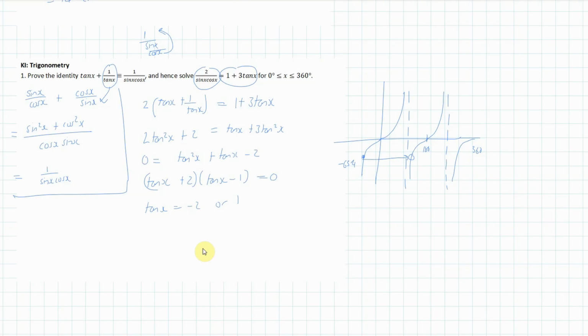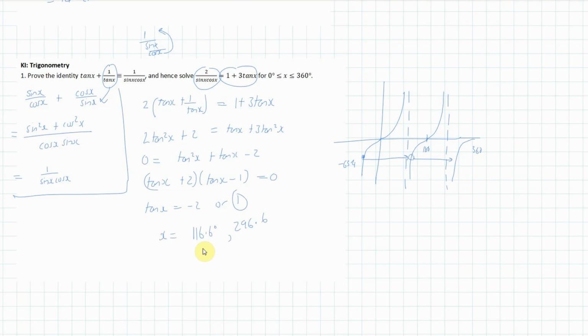What the heck is that one? 116. Let me just have a quick look. Negative 63.4 plus 180 is 116.6. So we get x equals 116.6 degrees, and then to get to this one you add 180 again. So that's giving us 296.6, and then we use the 1.